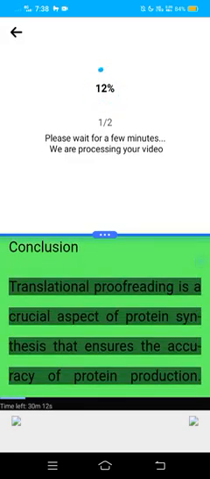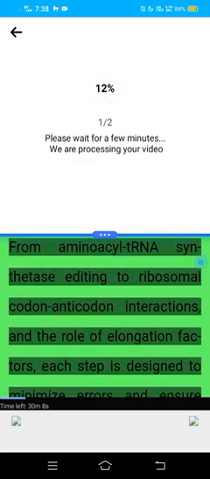Conclusion. Translational proofreading is a crucial aspect of protein synthesis that ensures the accuracy of protein production. From aminoacyl-tRNA synthetase editing to ribosomal codon-anticodon interactions, and the role of elongation factors, each step is designed to minimize errors and ensure that the genetic code is faithfully translated into functional proteins.